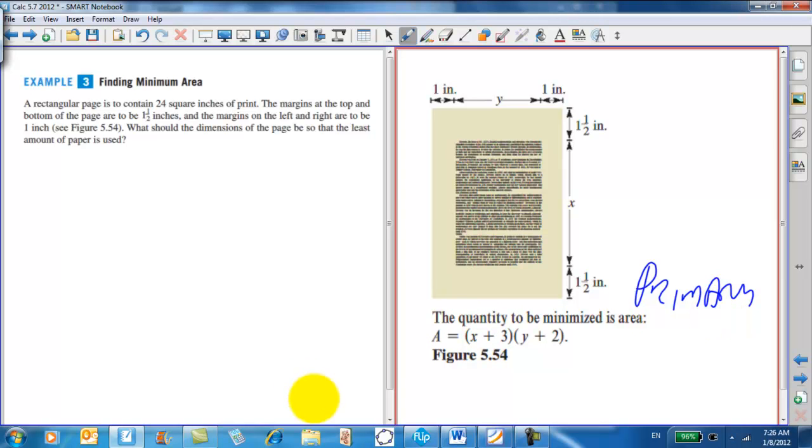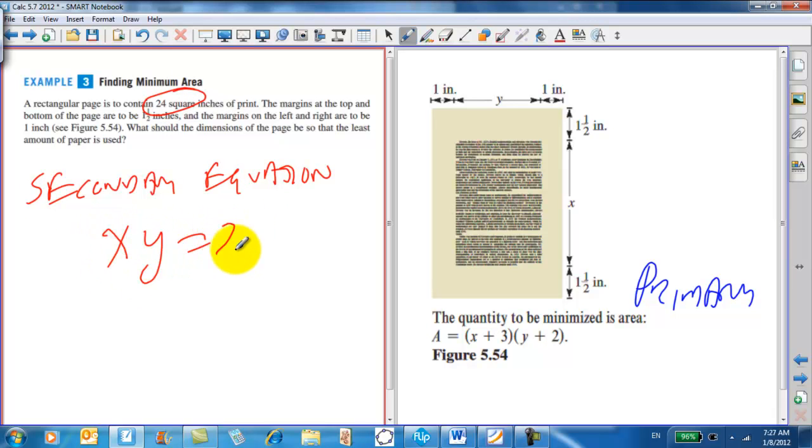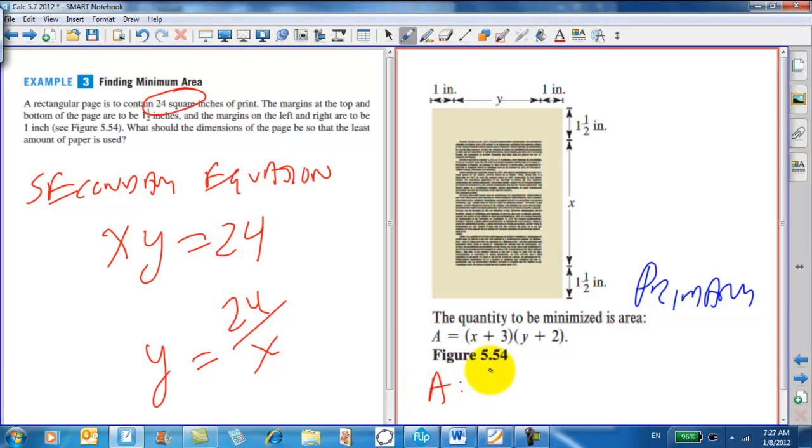Now, we're going to need a secondary equation because we have 3 variables here. So let's look for the other information given, and here it is. 24 square inches. This will create our secondary equation. That you have 24 square inches of print. So x by y has to equal 24. So we can get rid of one of our variables here and say y equals 24 over x and put that in for y. So area will equal x plus 3 times y plus 2, which is 24 over x plus 2.